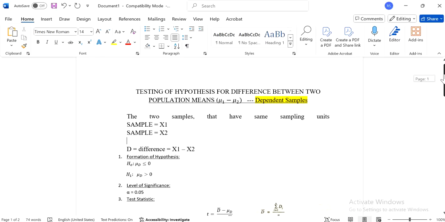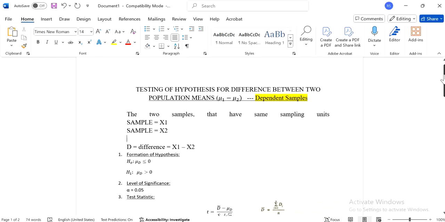The topic of today's lecture is testing of hypothesis for difference between two population means, mu1 minus mu2. In our previous lecture, we discussed testing of hypothesis for single population mean. Now we are discussing testing of hypothesis for difference between two population means mu1 minus mu2 in case of dependent samples.